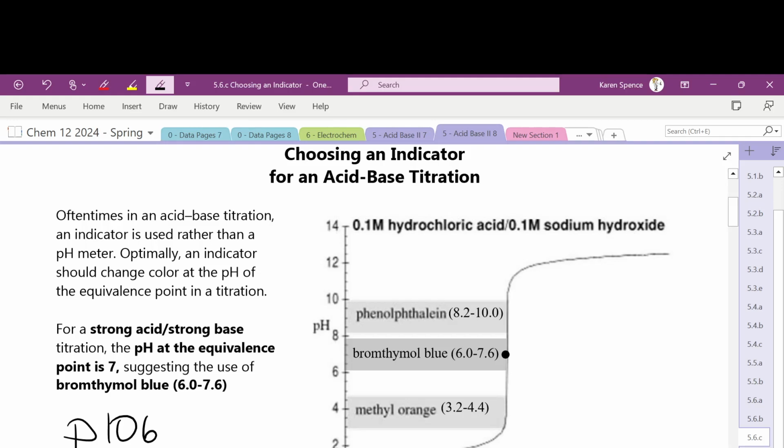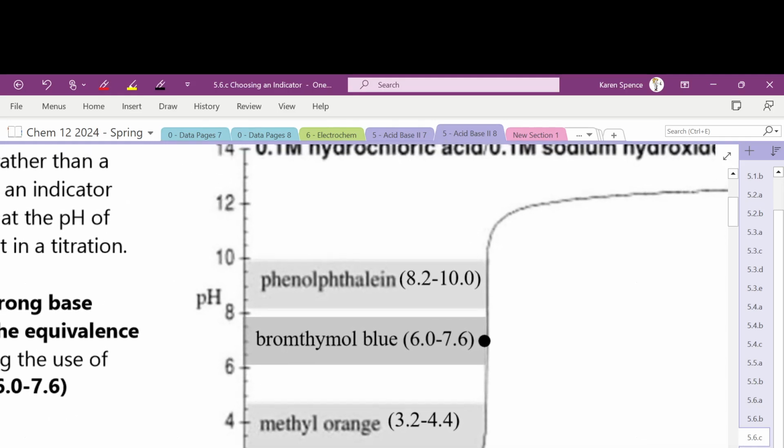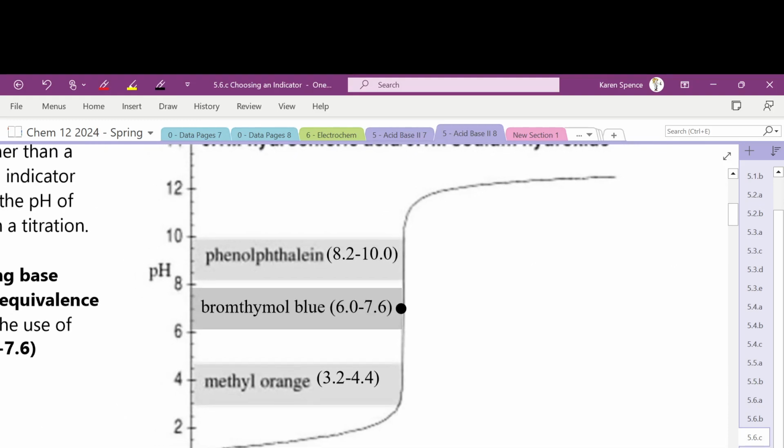So we're back to indicators rather than a pH meter. And this is the exact titration that you guys already did this year. And if we look at these three indicators here, we have phenolphthalein, bromthymol blue, and methyl orange. What is the pH at the equivalence point for this titration? This is HCl plus NaOH. Yeah, the pH at the equivalence point is 7.